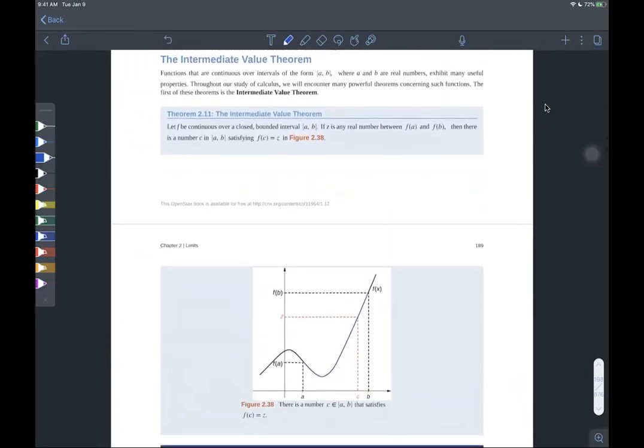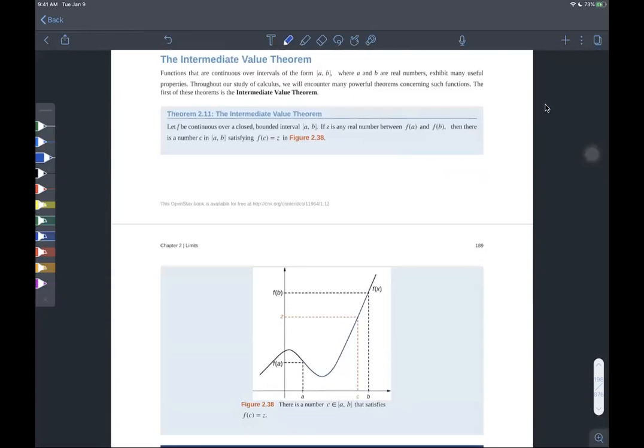Finally, we are at the intermediate value theorem. This is also a very important theorem. It's really important. Functions that are continuous over intervals of the form, the closed interval from a to b, where a and b are real numbers, exhibit many useful properties. Throughout our study of calculus, we will encounter many powerful theorems concerning such functions. The first of these theorems is the intermediate value theorem.